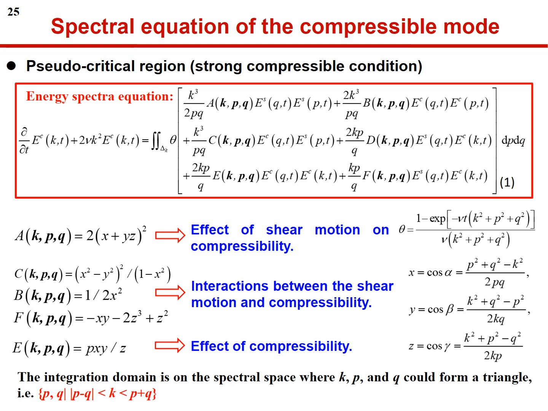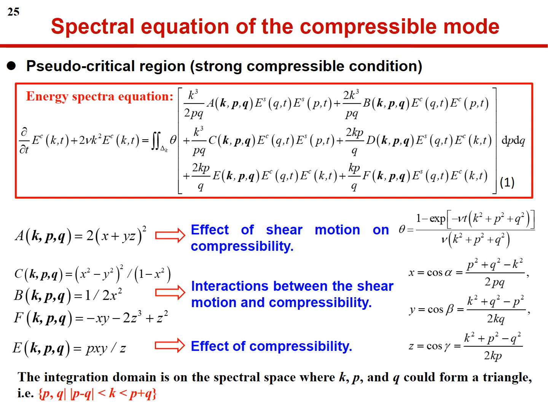The functions a to f have the physical meanings of the effect of shear motion on the compressible energy spectrum, interactions between the shear motion and the compressibility, and the effect of compressibility. The mathematical description for each function has been illustrated at the bottom of this page.